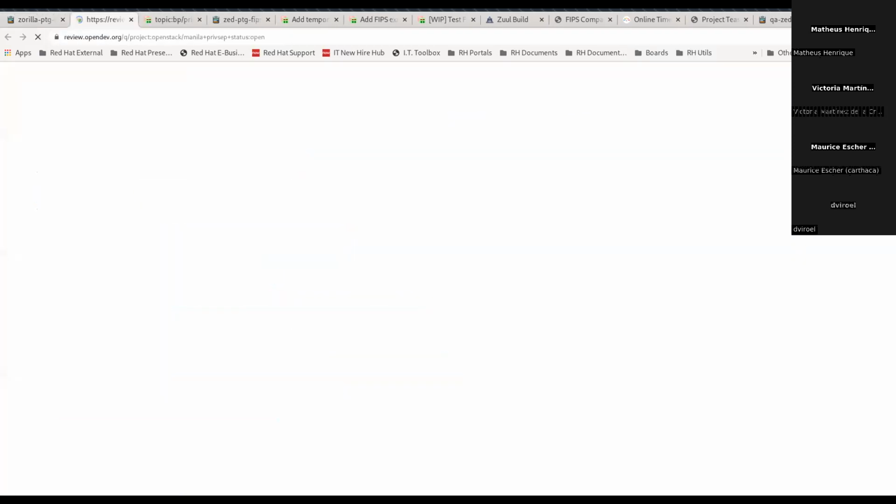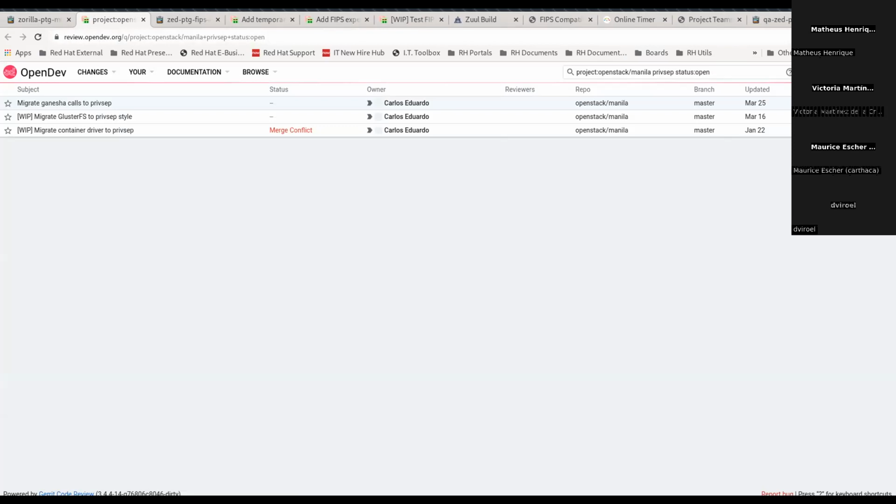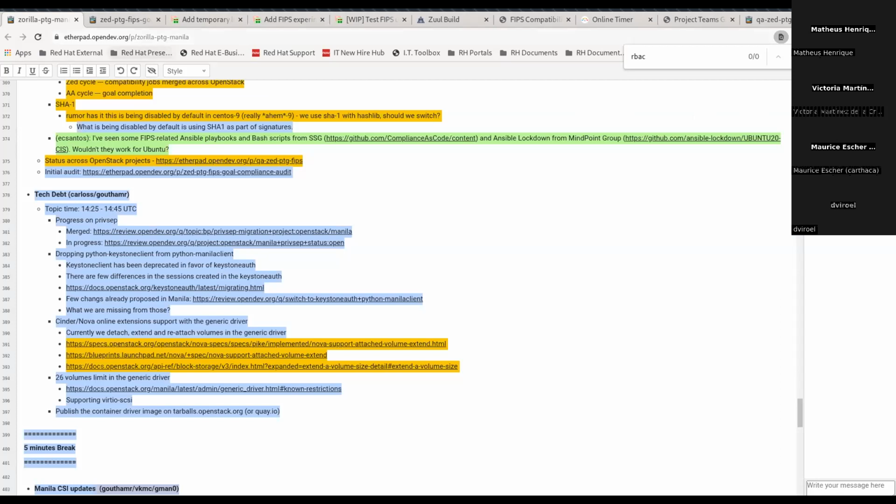Still, there are a few open changes for this. One of them is migrating Ganesha calls to privsep, which is ready for review. Also, GlusterFS is to be migrated, and the container driver is in progress. It needs a merge conflict resolved, and it's going to be one of the trickiest ones alongside the networking commands we issue, because there are lots of commands and we need a good structure for those. So that's it for the progress on privsep.